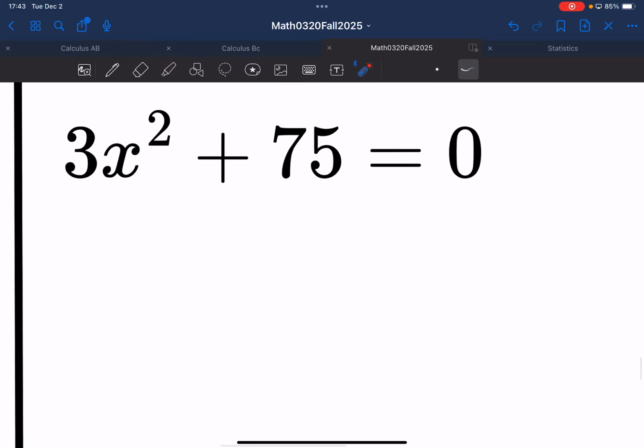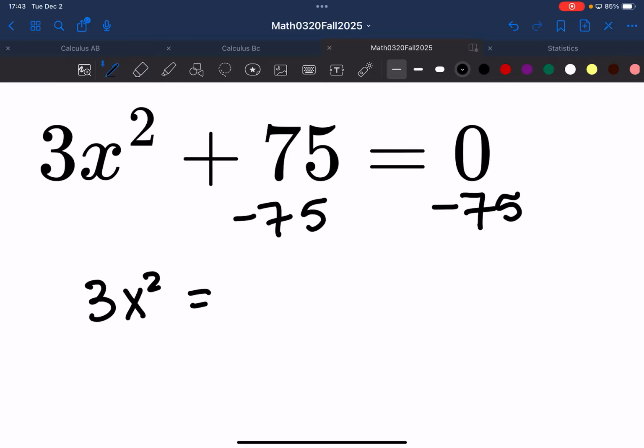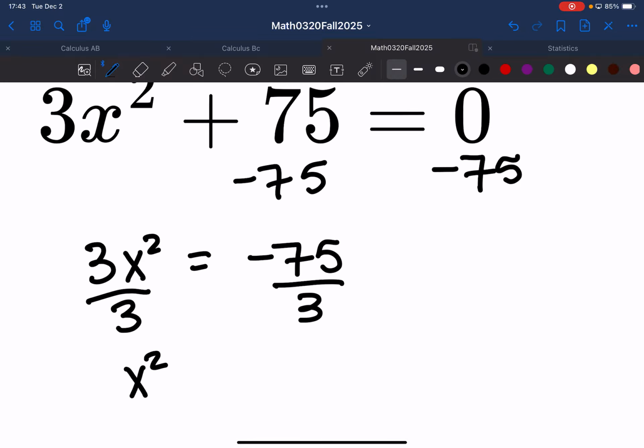Okay. So same idea here. We want to get the x by itself. So what would be our first step? Good, subtract the 75. So I have 3x squared is equal to negative 75. Now what? Divide by 3. So I have x squared is equal to negative 25.